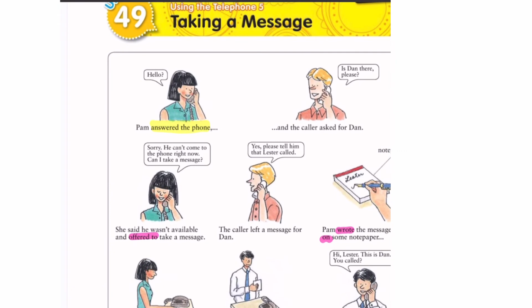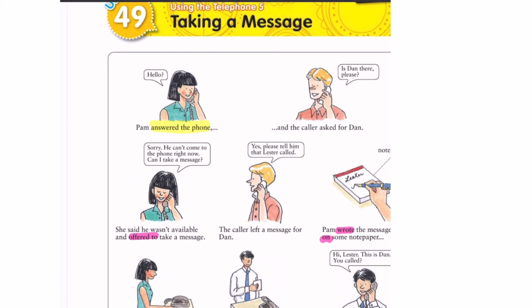Unit 49. Using the telephone 5. Taking a message. Pam answered the phone, Hello? and the caller asked for Dan. Is Dan there, please? She said he wasn't available and offered to take a message. Sorry, he can't come to the phone right now. Can I take a message?